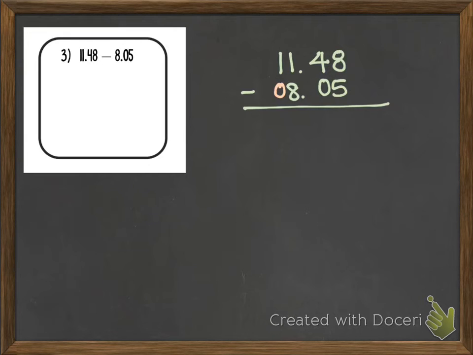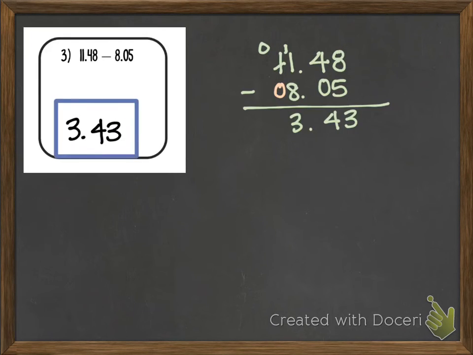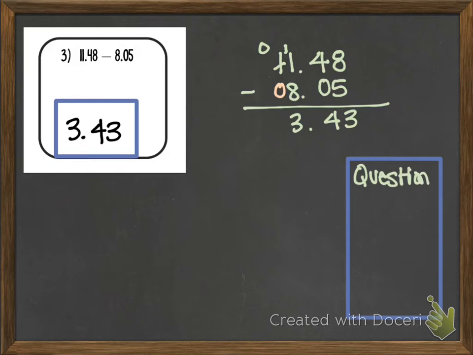So 8 minus 5 is 3. 4 minus 0 is 4. Bring your decimal down. We have to borrow right here because we can't take 8 from 1. So 11 minus 8 is 3. Oh, I already put my 0 there. My decimal. Okay, so then we're going to rewrite our answer. 3.43. Boxing. Again, if you have any questions, make sure you write them in your slot for questions, and we will get them answered tomorrow in class.